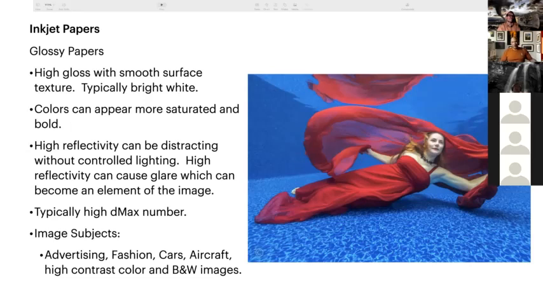Is semi-glossy about in between glossy and luster? I think the semi-gloss is more like a satin. Satin is kind of a smoother texture. The luster tends to have a little rougher texture. They're very close to each other. It's almost hard to distinguish between the two, but I'm sure there's a little difference.